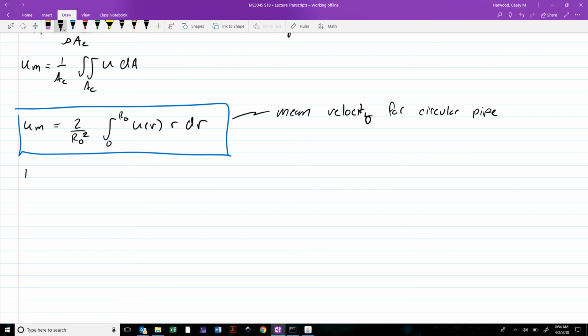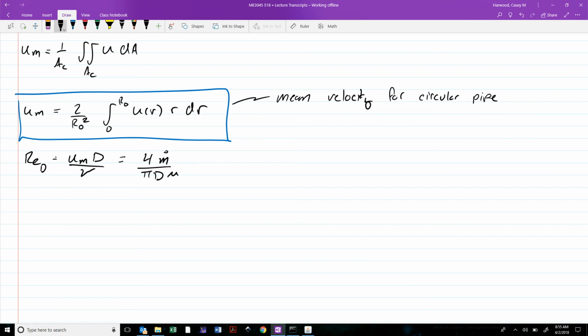We're also going to define a Reynolds number based on diameter as u_m D over nu, which can be defined as 4 m dot over pi D mu. Or if we wanted to plug in our expression for u_m, it would just be D over mu times 2 over r naught squared, integral from 0 to r naught of u of r dr.